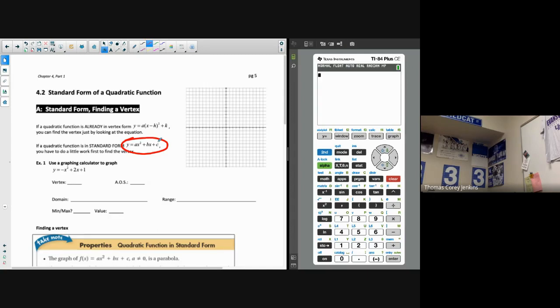So example 1 wants us to graph the equation y equals negative x squared plus 2x plus 1. All right, and it wants us to just use our graphing calculator, so I will go ahead and do that. I'm going to hit y equals, clear out whatever is there, and just type what I see: negative x squared plus 2x plus 1. And then we want to graph.